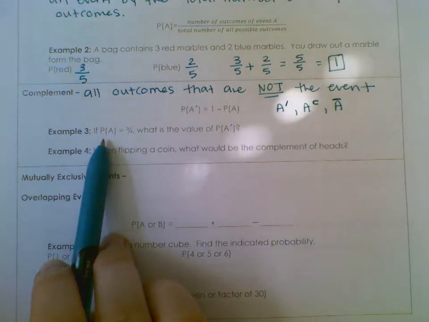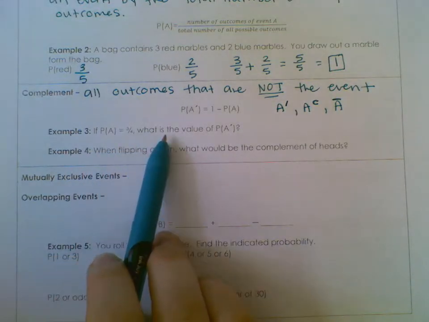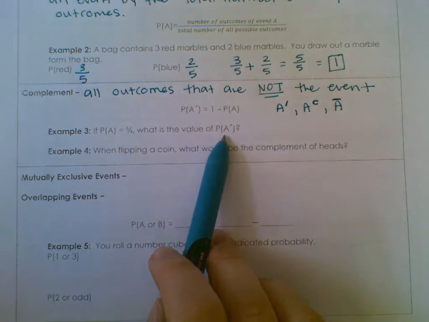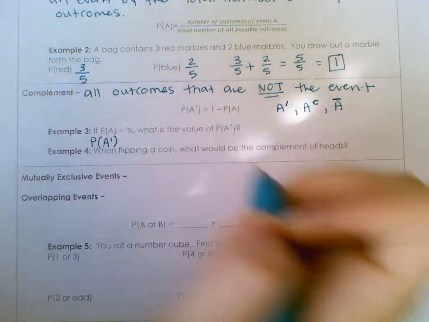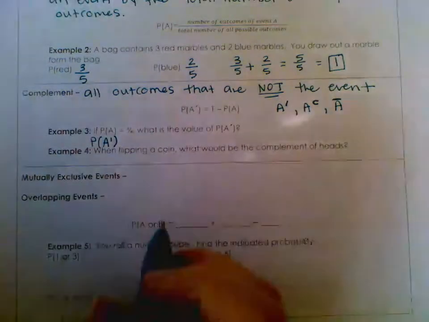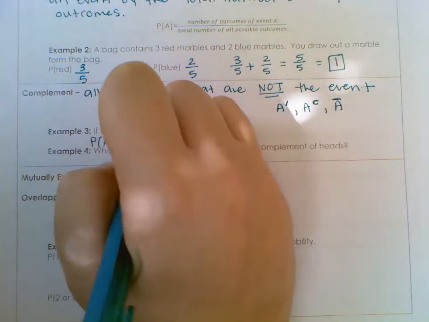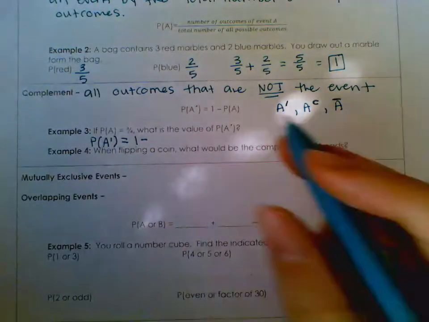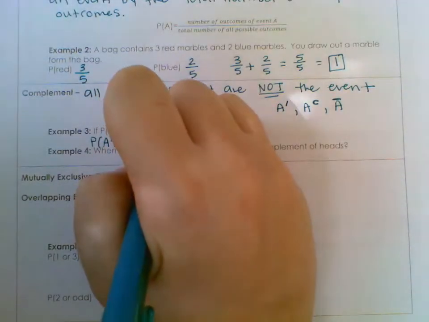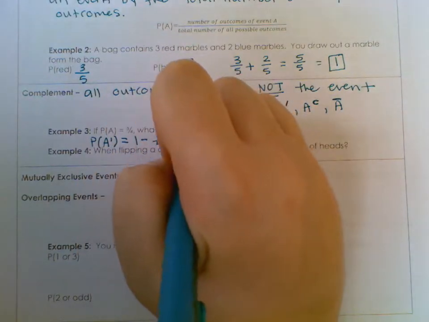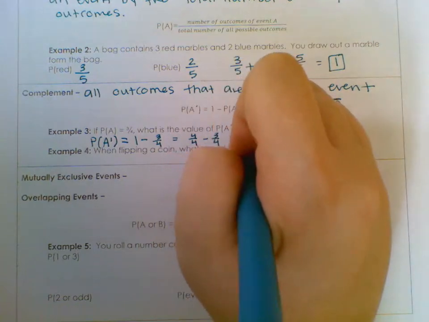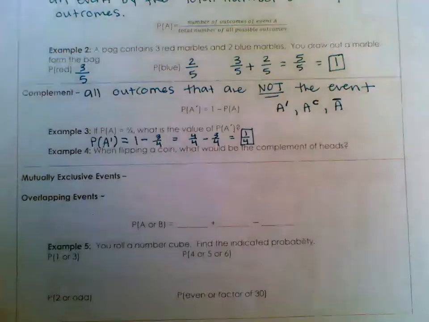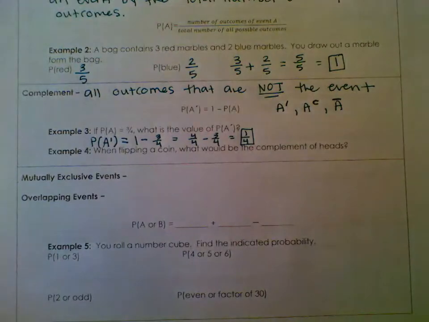So let's look at example 3. I know the probability of A is 3/4. So what is the value of the complement, the probability of the complement of A? The probability of the complement of A, or the probability that A does not happen, would equal 1 minus the probability of A, which would be 3/4. So remember 1 is 4/4, and if I subtract 3/4, I get 1/4. So the probability that A does not happen is 1/4.